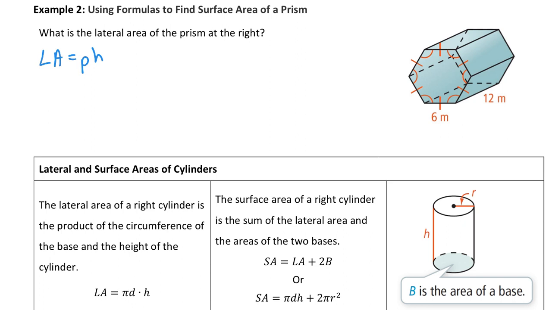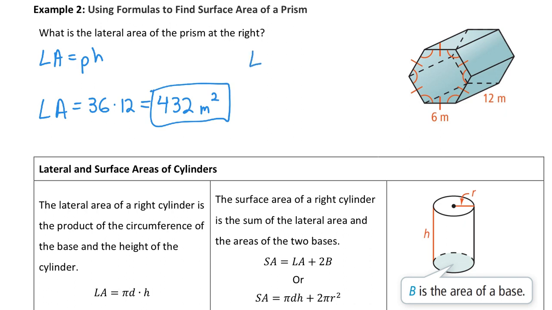So essentially what you're doing is taking the perimeter of the base, which is 6 times 6. So the perimeter of the base is 36, times the height, which is 12. So 36 times 12 is the lateral surface area, 432 square meters.